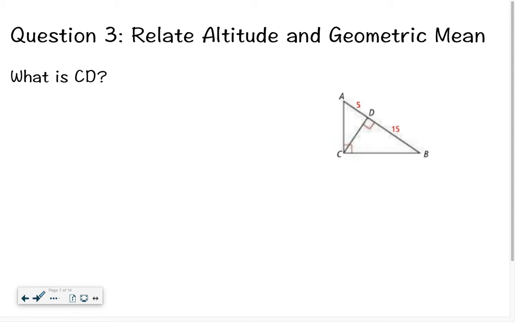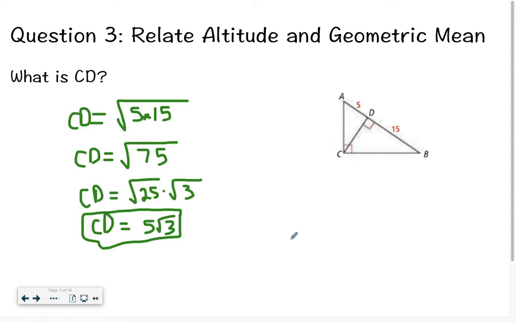Good luck. All right, hopefully for your answer, you said CD equals the square root of 5 times 15. 5 times 15 is 75. Instead of giving me a decimal answer, I want you to start practicing simplifying your radicals again. And the reason being, in chapter 8, I'm going to make you simplify radicals a lot. So let's get used to that again.